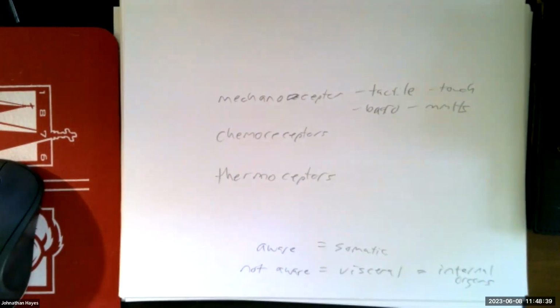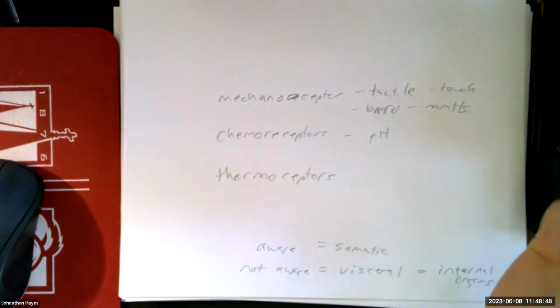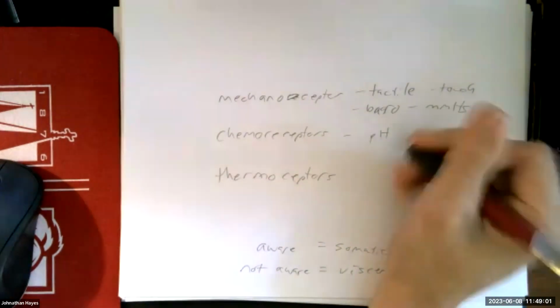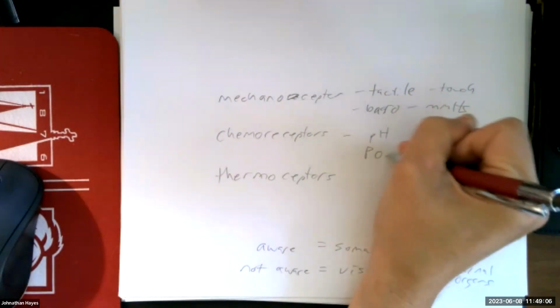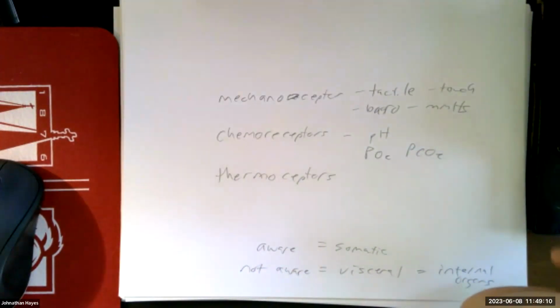But all three can be picked up somatically or viscerally. Chemoreceptors, for example, pH, that's a chemical, right? I mean, that's caused by chemicals. So that's going to be some type of chemical acknowledgement, like that we have either too much or too little hydrogen ions, or too much or too little bicarbonate ions. So those are things we need to be aware of. The partial pressure of oxygen, the partial pressure of carbon dioxide, like blood oxygen and blood carbon dioxide saturations.